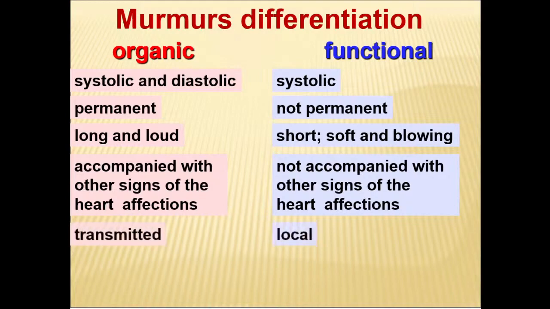Organic murmur obligatorily irradiates to other sides of the body: from the heart apex into the axillary point in mitral regurgitation, onto the carotid artery in aortic stenosis, onto the Botkin-Erb point in aortic regurgitation. Functional murmur is local. They have no irradiation sites.